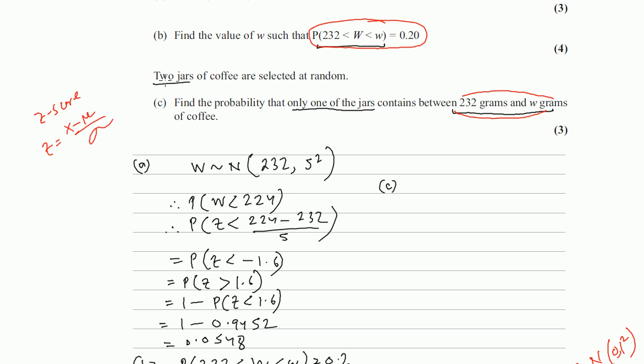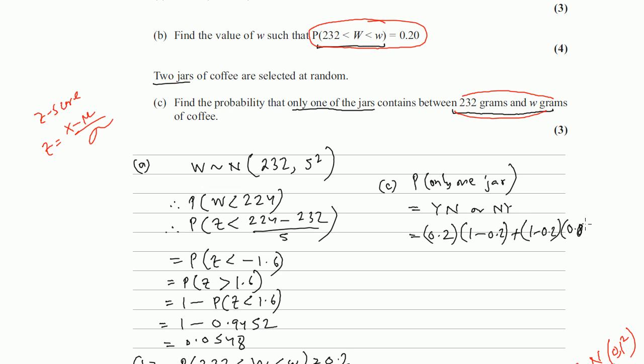So out of 2 jars, you need only 1 jar. So it could be probability of only 1 jar. That can mean yes for 1 jar out of 2, or the second one is yes. So you can write 0.2 is the probability of yes, of having 1 jar, times the probability of not having the other jar, which is 1 minus 0.2, which is no, plus 1 minus 0.2 times 0.2, which gives a probability of 0.32.